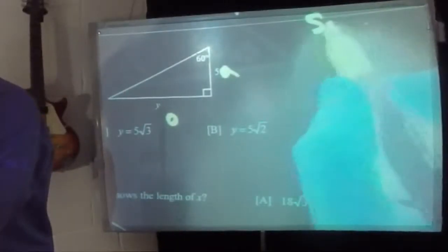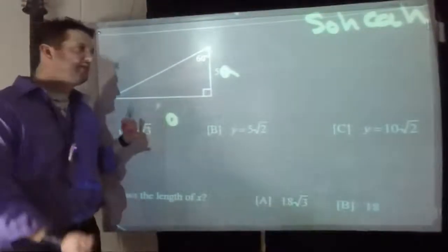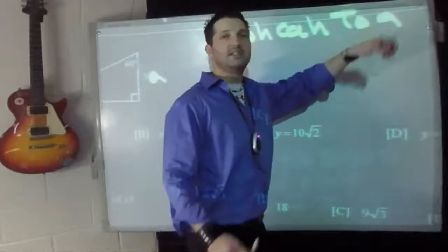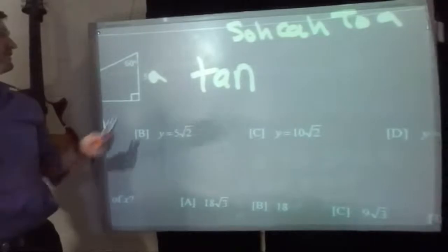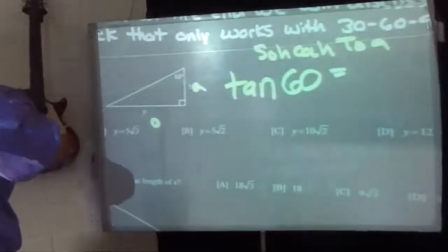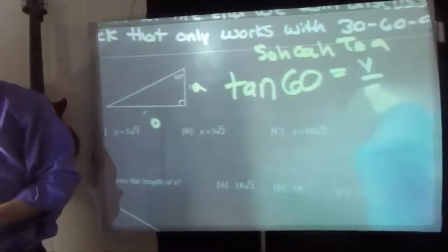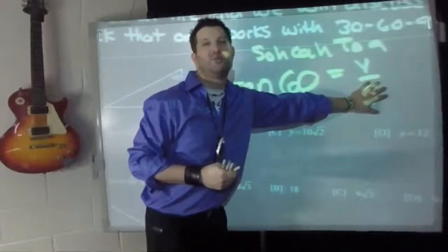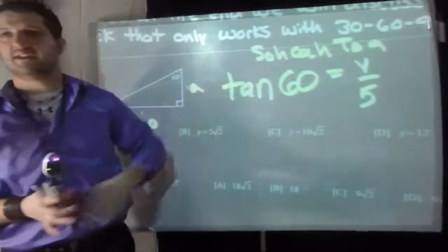I'm going to write SOHCAHTOA over here. We want the opposite. We have the adjacent. So O and A. Which one of these has O and A in it? Tangent. This is a tangent problem. So write the tangent. And what goes next to tangent? 60. Yeah, tangent 60 equals O over A, which is Y over 5. When the number's down bottom, all you really need to do is bring it right here. So when the number's down bottom, put it right there.